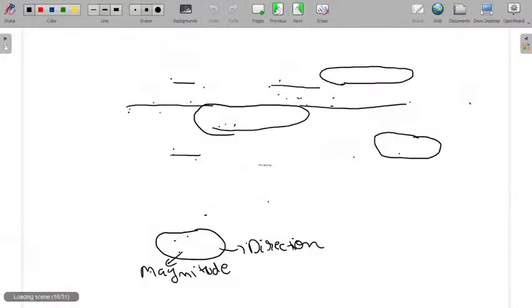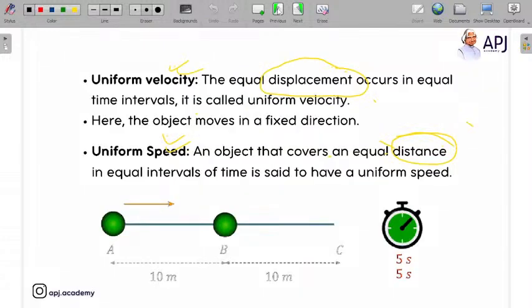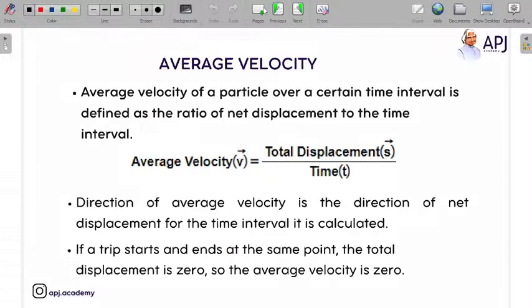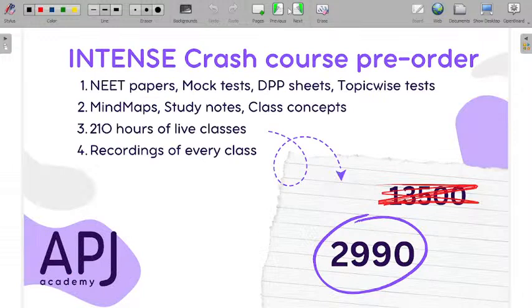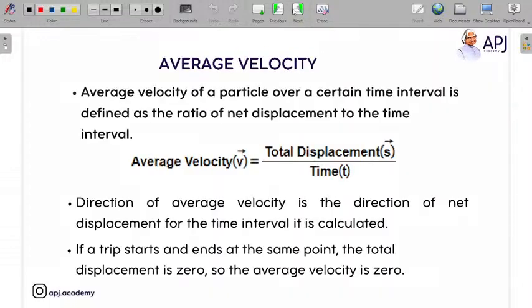ओके, uniform velocity no, and uniform speed and average velocity, yeah. Crash course and all we have launched.